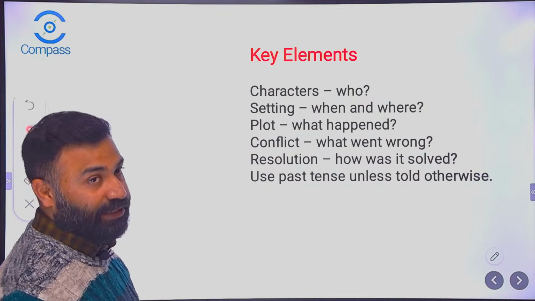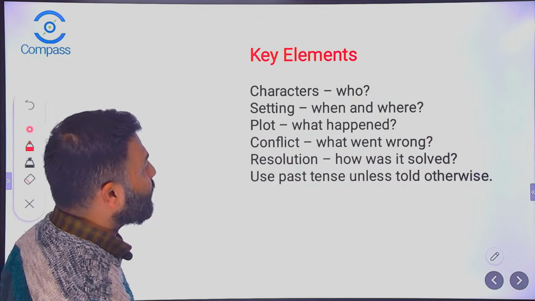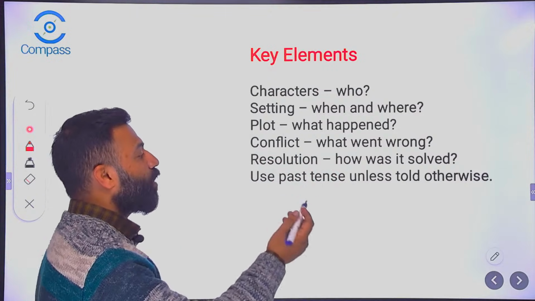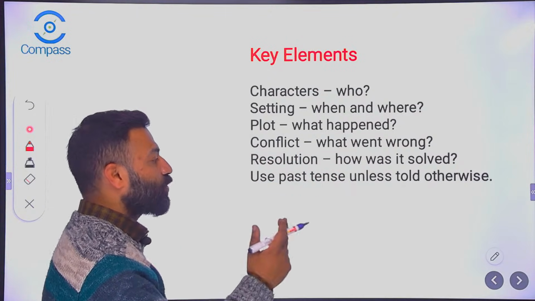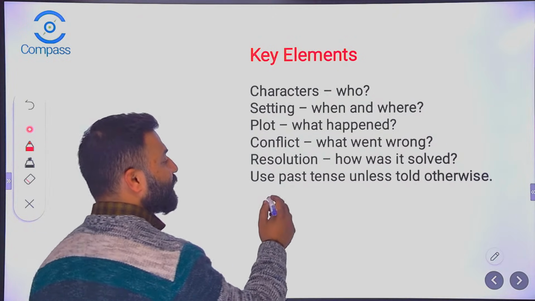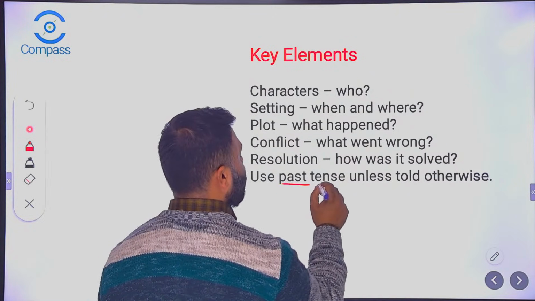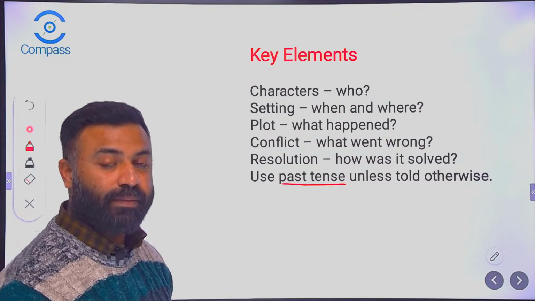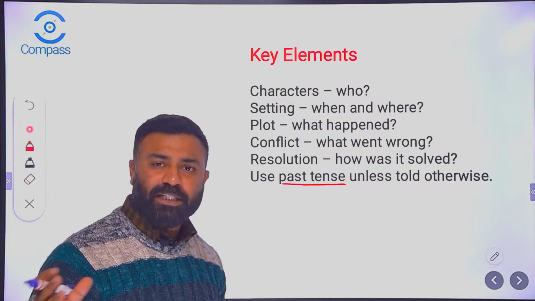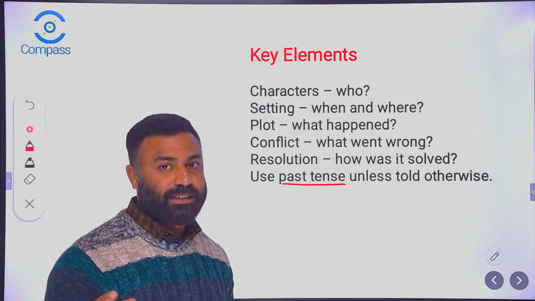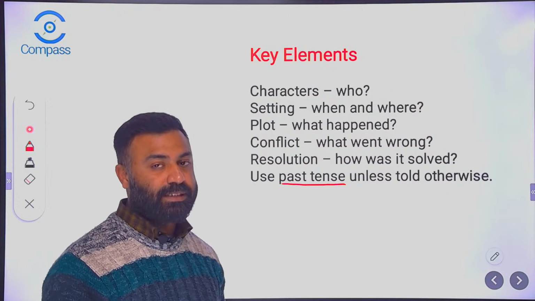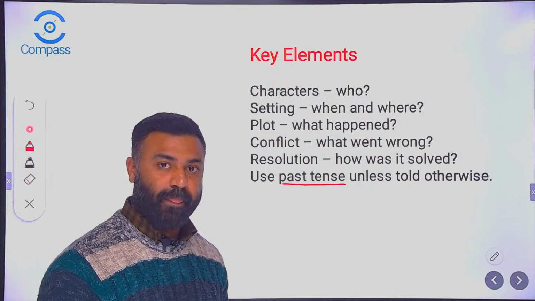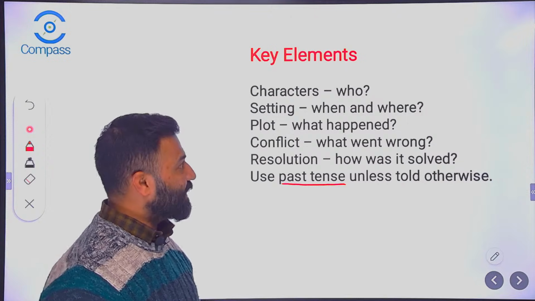So characters, yes, you can introduce the characters as well. The setting: when and where. What happened. Conflict: what went wrong. Resolution: how was it solved. Use past tense unless told otherwise. So narratives must be written using simple past tense, or past perfect sometimes. That's the family member of the past. So you can use past perfect and simple past tense in writing your narrative essays.